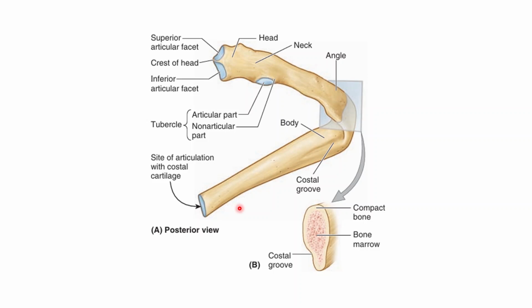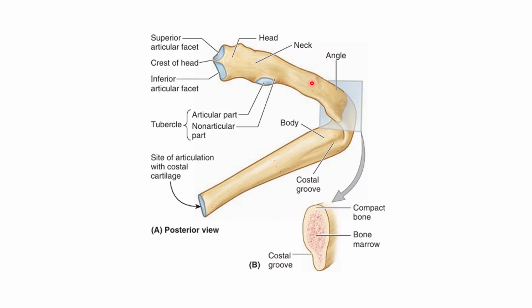Now, going on to the second form of classification for the ribs, which are the typical ribs, which are ribs 3 all the way down to 9. The typical ribs have this exact same look. There's not a single thing that is different about them through ribs 3 to 9. Now, let's break down the typical rib structure. Ribs 3 to 9 all have a head, neck, tubercle, and body.